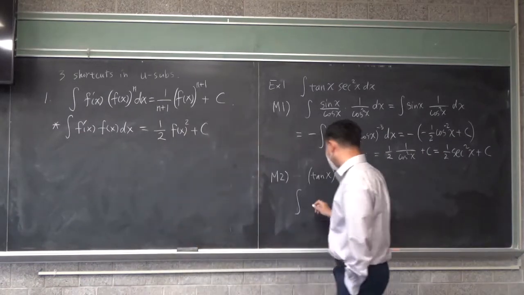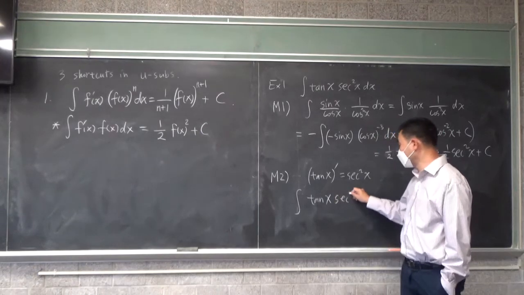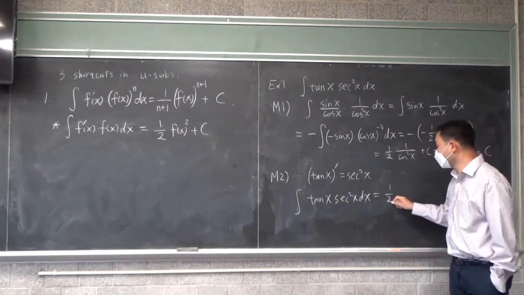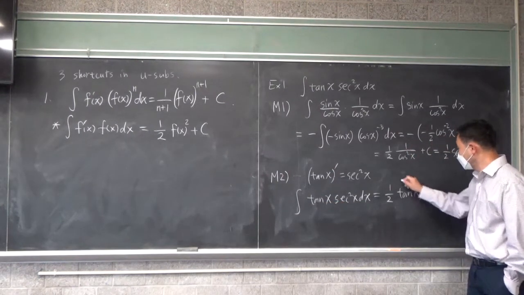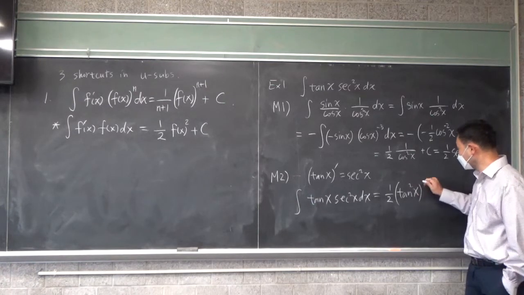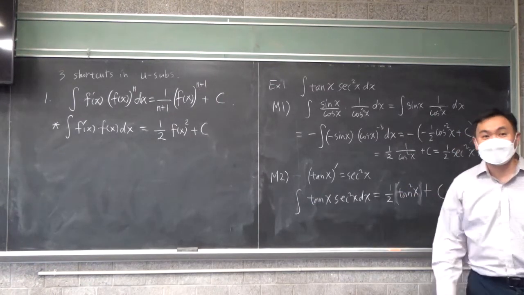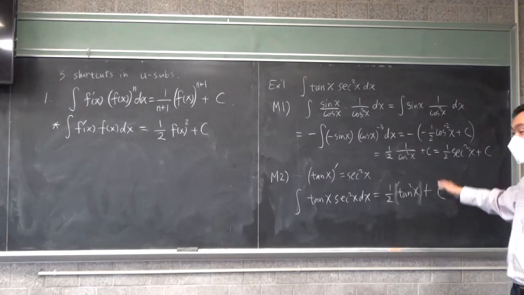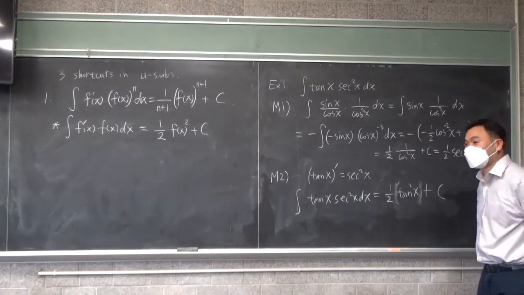So what's the antiderivative then? If a function is multiplied by its derivative, you've got 1/2 the function squared. Plus c. Done. No transformation, nothing to do. It's just there immediately. So it's a lot faster.